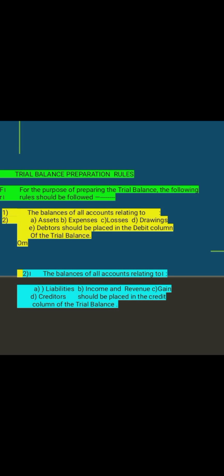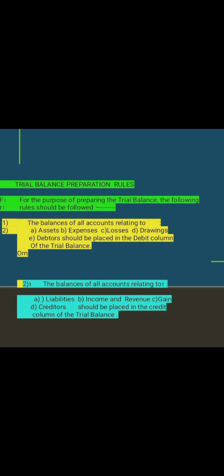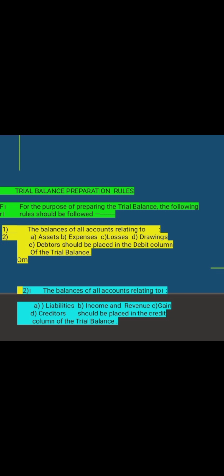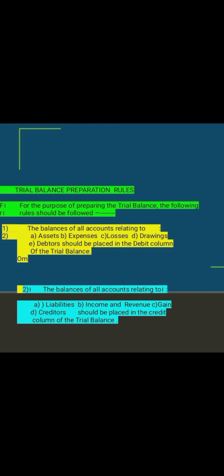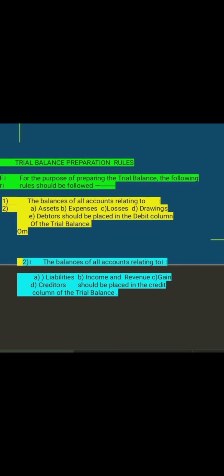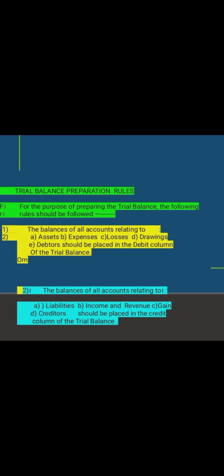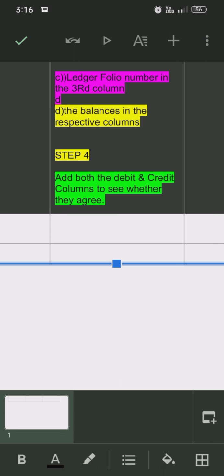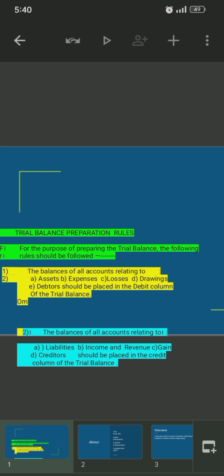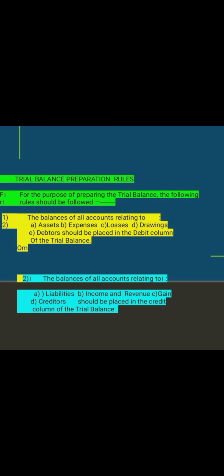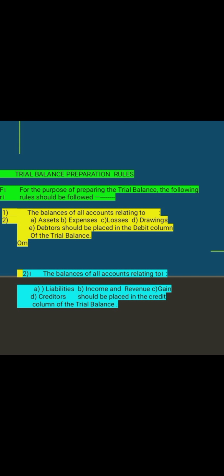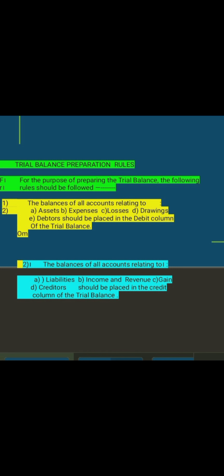Number two, the balances of all accounts relating to liabilities, income and revenue, gains and creditors should be placed in the credit column of the trial balance. That means liabilities: capital, credit, any loan taken, etc. are liabilities. Any outstanding expenses, prepaid income, all others are liabilities.